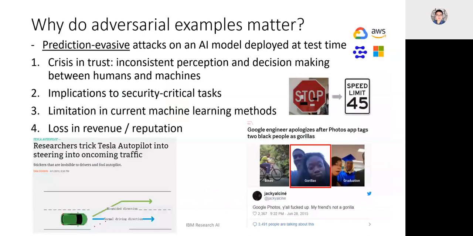You don't have access to the training data, and instead we are facing a trained AI model at test time, and you want to create some prediction-evasive adversarial inputs. This is a typical scenario where we deploy machine learning models as a service, like a Google Cloud service, IBM services, and so on. And we are now asking whether you can find the vulnerabilities of these deployed systems.